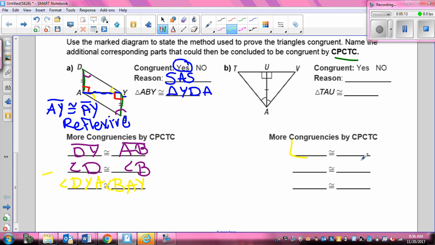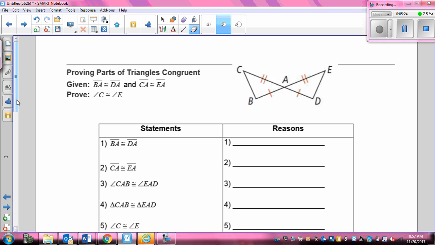All right, I want you guys to try this one out. Can you prove that it's congruent? And if you can, then make your congruencies. Write down everything else you know is congruent. Flip your paper over. Let's go over some proofs.